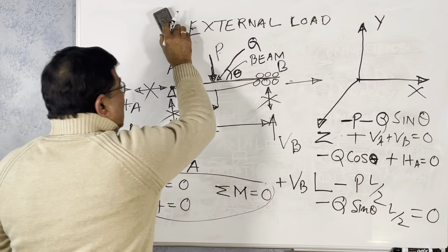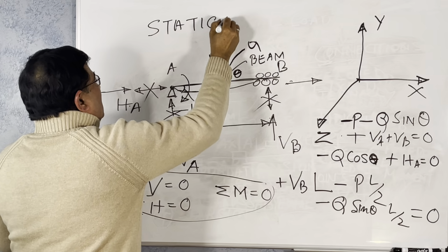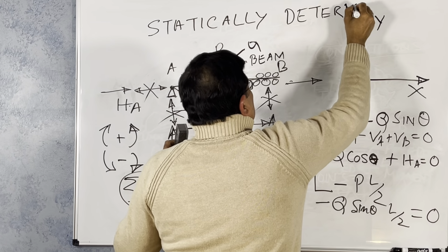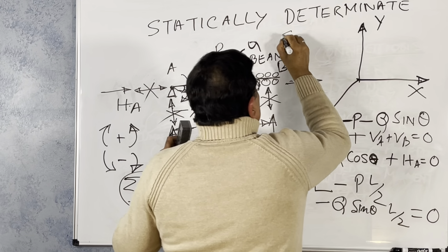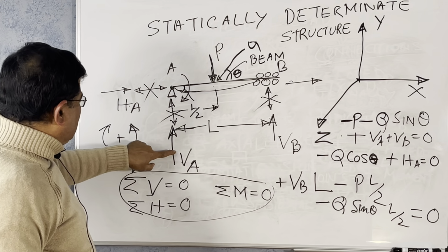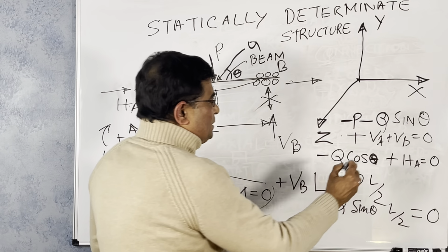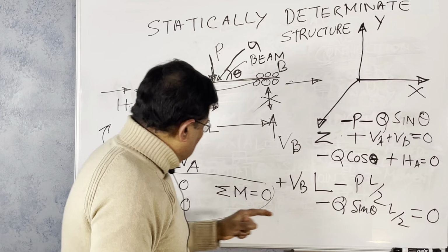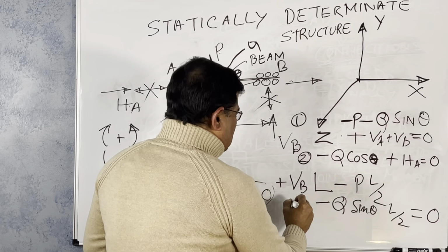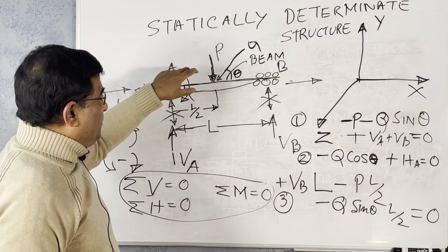This is called statically determined. Simply supported beams are statically determined structures. So you can easily find out these forces because of 3 equations and 3 unknowns. This is one equation, summation of vertical force 0, and summation of horizontal force 0 is the second equation. This is equation number 1, this is equation number 2, and this is equation number 3. So 3 equations, 3 unknowns, you can easily find out. So this is a statically determined structure.